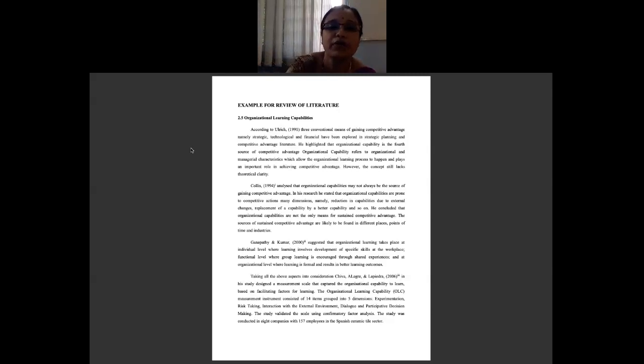Then how people have gone about it over a period of time. That is, what are the variables that they have taken? What are the methods that they have used to measure this particular construct or dimension? And what are the findings for that particular construct? This is something that a researcher needs to go forward with.